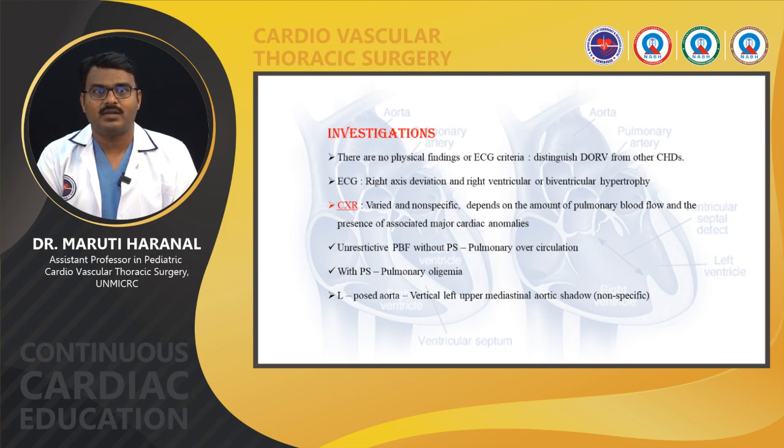In patients with unrestricted pulmonary blood flow without pulmonary stenosis, the features resemble those of pulmonary overcirculation. Those with pulmonary stenosis, the X-ray features are more of pulmonary oligemia. In patients with L-posed aorta, a vertical left upper mediastinal aortic shadow is seen in the posterolateral X-ray, which is non-specific.